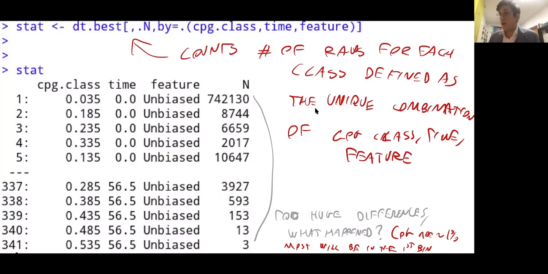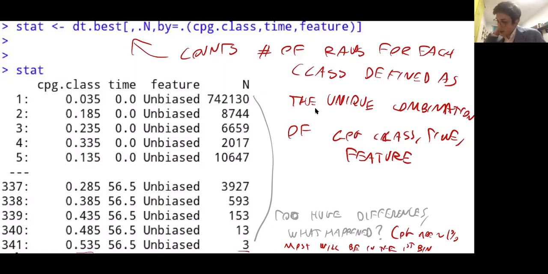Then you can do the same for the other unique combinations. For example, for the CPG class 0.335 at time 0, you have 2017 fragments, and so on. If you look at this new data table that I call stat, you can see that this n is varying a lot. We go from 3 to 742,130, so we are really talking about many orders of magnitude of difference. How is it possible? We have so few fragments in this CPG class compared to this one. So what's happening here?